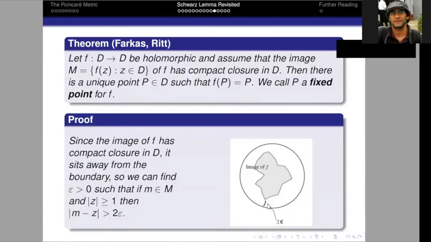Buket, there is a question. Isn't it a corollary of the Brouwer fixed point theorem? I think so, yes. Okay. Yes, I believe so.